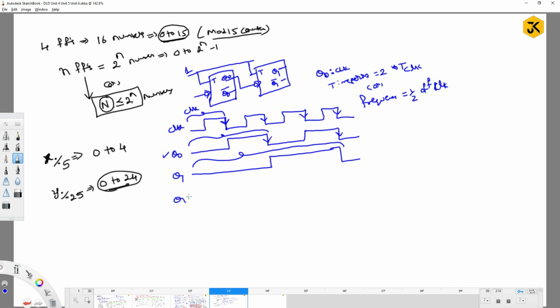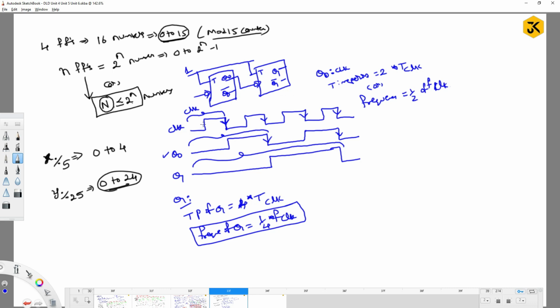If I say for Q1, the time period of Q1 is 2 times of which clock? 2 times of the Q0 clock, right? Or if I say the actual clock, 4 times of the actual clock. And if I write the frequency of Q1, it is 1/4 of the frequency of the clock. I don't want to go in depth about the relation between all these things; you can understand directly. So further, if you go like that, it will work like this, right?